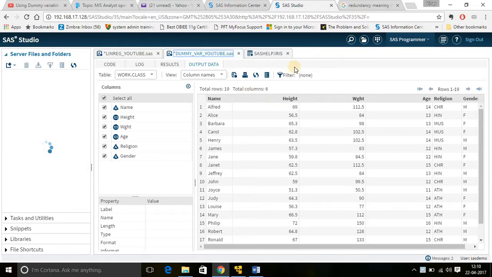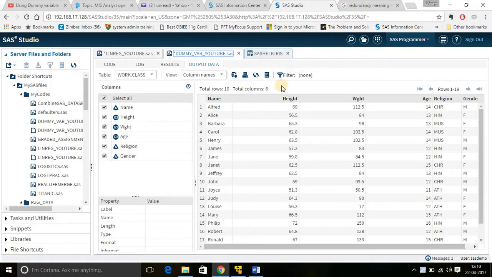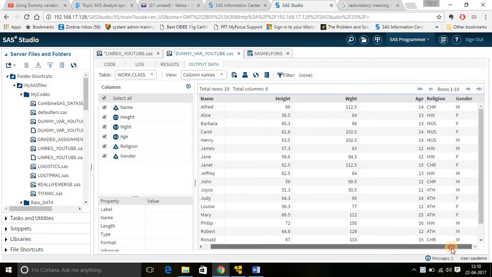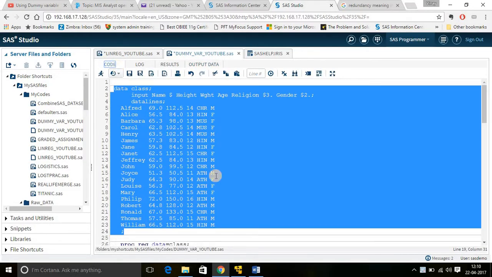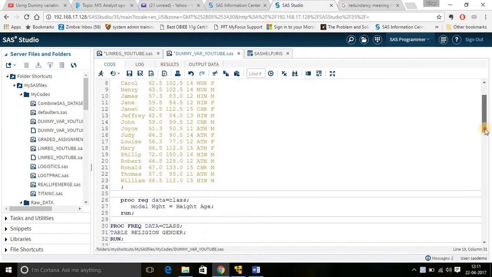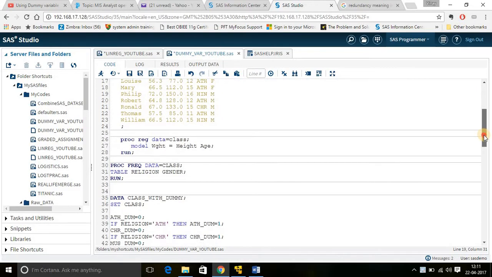And from there we'll go ahead and see. There is a name, height, weight, age, religion and gender. Now we can see here that religion has 4 categories and gender has 2 categories. To be very clear, we will take a look at how the categorical variables are distributed.